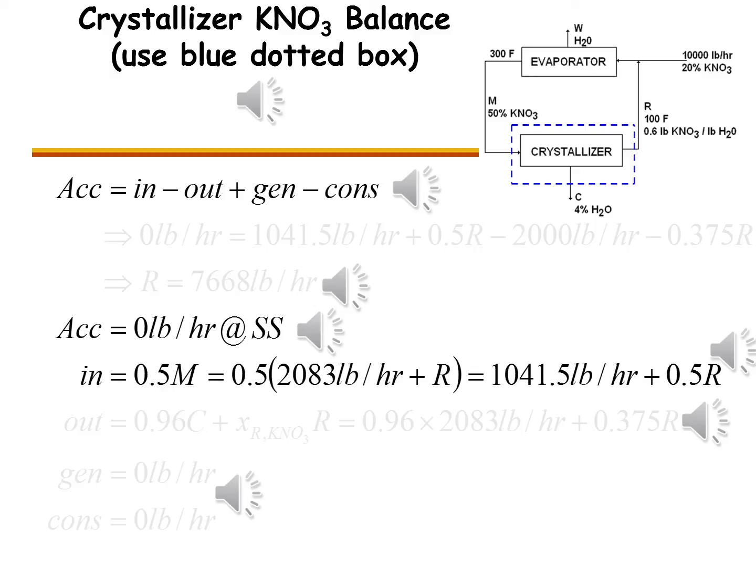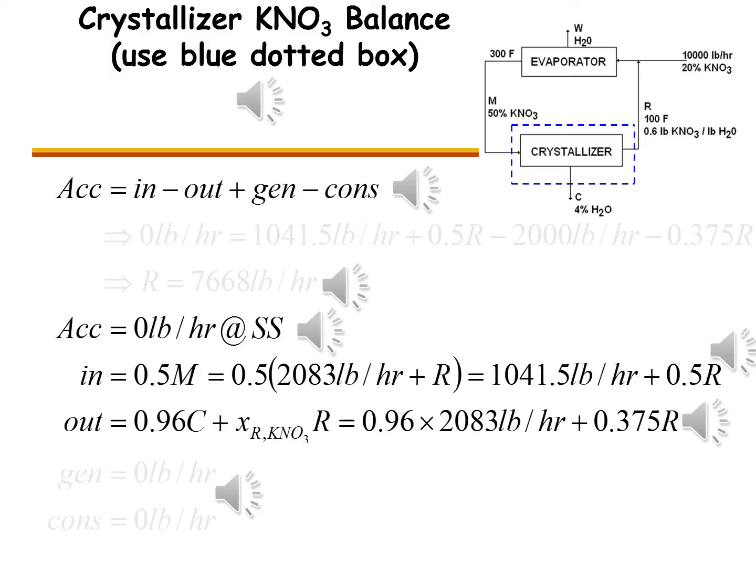M is the only stream that enters the crystallizer, and the salt will be half of it, as the mass fraction of salt in M is 0.5. M is equal to C plus R, as shown in the total balance over the crystallizer in the previous slide.